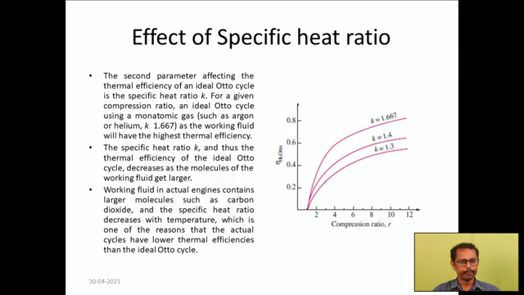For the specific heat ratio k or gamma, the thermal efficiency of an Otto cycle decreases as the molecules of the working fluid get larger. The working fluid in actual engines contains larger molecules such as carbon dioxide, and the specific heat ratio decreases with temperature, which is one of the reasons that actual cycles have lower thermal efficiencies than the Otto cycle. So from this point of understanding, as the molecules of the working fluid get larger, the specific heat ratio decreases and the thermal efficiency is reduced.